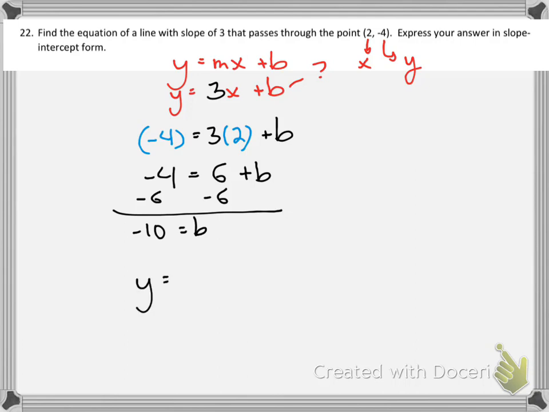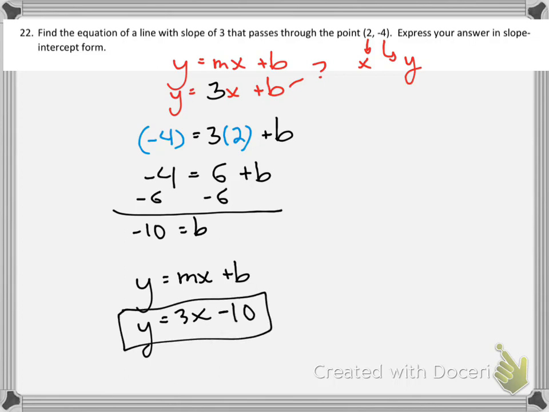I'm not done yet, right, because I have to write this as y equals mx plus b. In place of m, I'm going to write 3, and now I know my b is negative 10. So my final answer is y is equal to 3x minus 10.